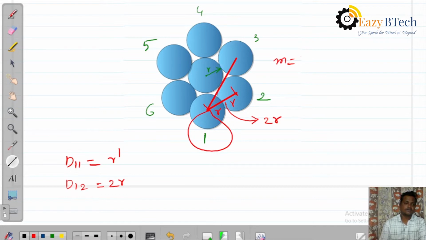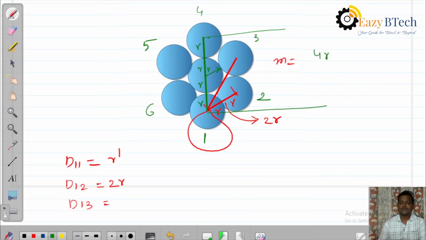Next, the distance from 1 to 3. How can we calculate D13? Okay, here we know the distance from 1 to 4. How much is 1 to 4? This is r, it is 2r diameter. Next, r, total 4r. The distance from 1 to 4 is 4r. Next, the distance from 3 to 4 is 2r. This is r, this is another r, it is 2r.